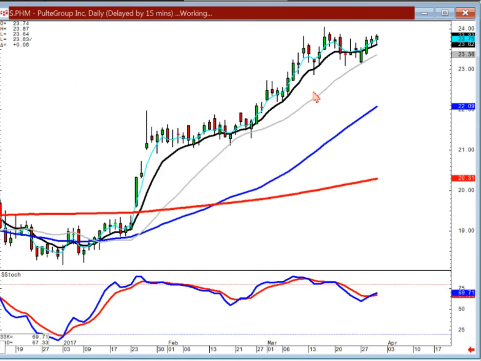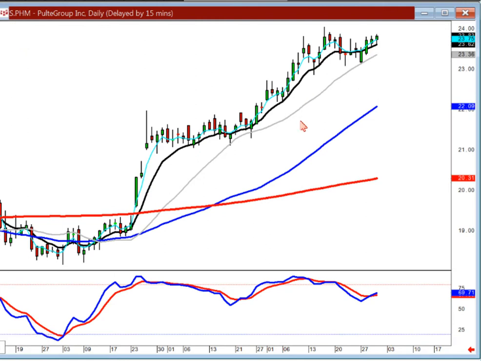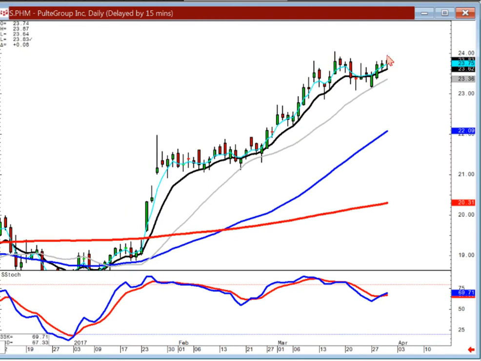THM. Nothing to do here except stay long. You can still be a buyer if it breaks out through this level right here.